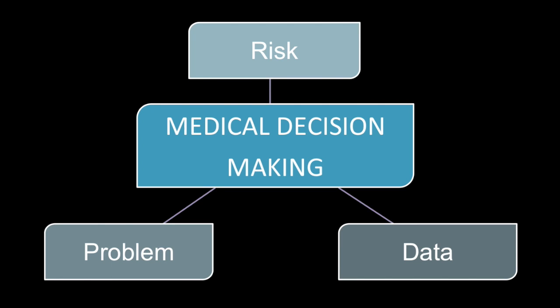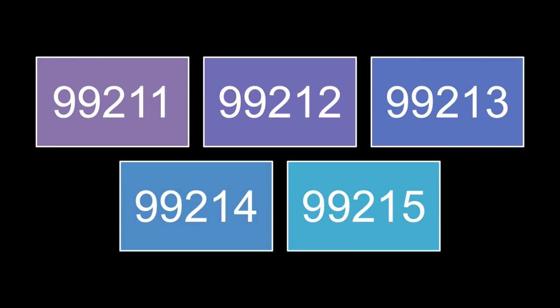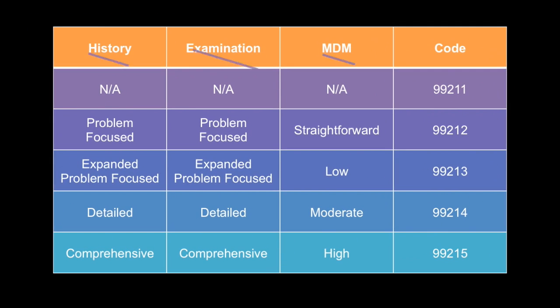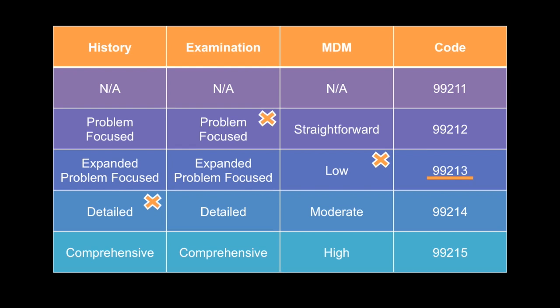For follow-up appointments, there are 5 possible E&M codes: 99211, 12, 13, 14, and 15. As I mentioned before, of these 3 components, you must meet or exceed the requirements for any 2 for follow-up appointments. That means if I have a detailed history, expanded problem-focused exam, and moderate medical decision-making, my code should be 99214. Okay, so let's give it a try. You've gathered a detailed history, problem-focused examination, and medical decision-making is low. What code should you choose? That's right, a 99213.